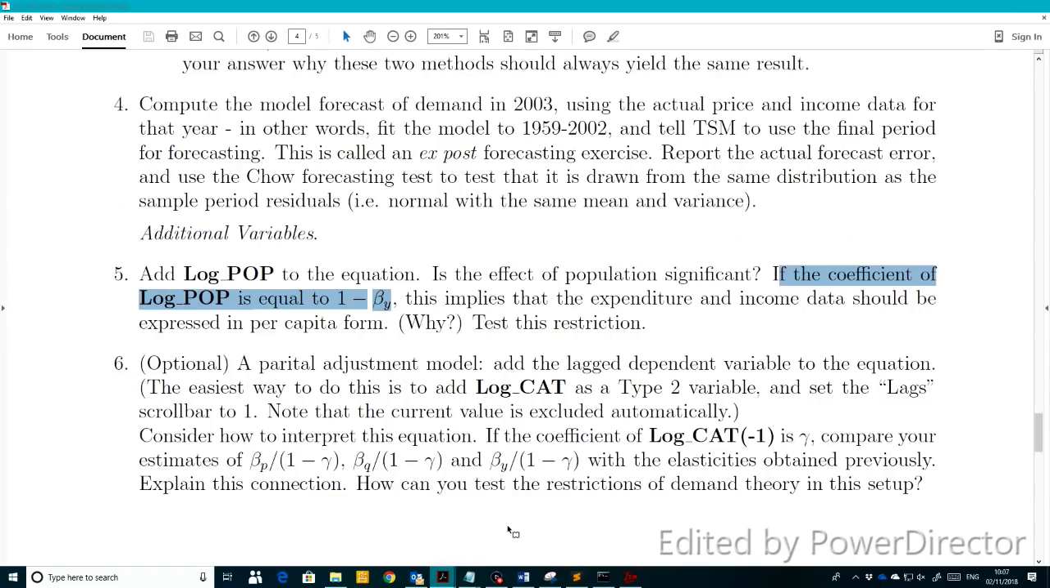The question is asking you the following. If the null hypothesis, which is beta Z equal to 1 minus beta Y, is true, this implies that the expenditure and the income data should be expressed in per capita form. Why? Because of what I just mentioned. And we have to test for this null hypothesis.